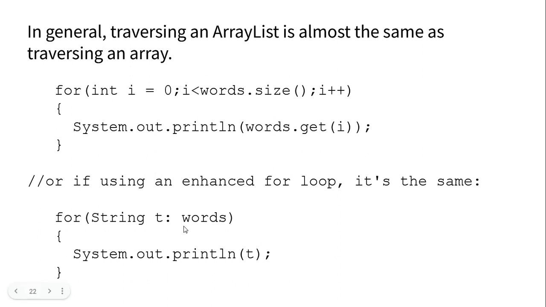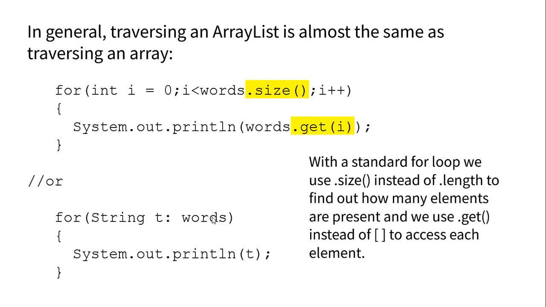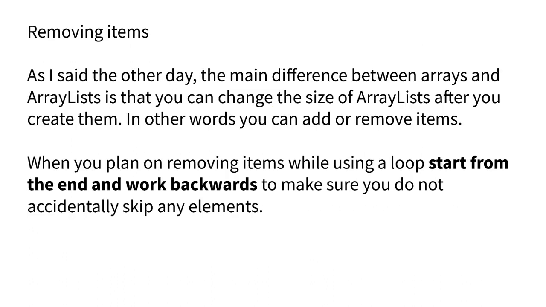But an enhanced for loop looks identical. Look at this. I just say String t colon words. Done. So the enhanced for loop is super handy with array lists. So this was the only difference. We would have had dot length on the first line, and we would have had square brackets with i on the second. So you can do everything.